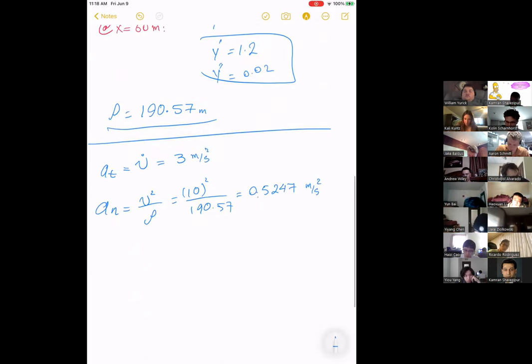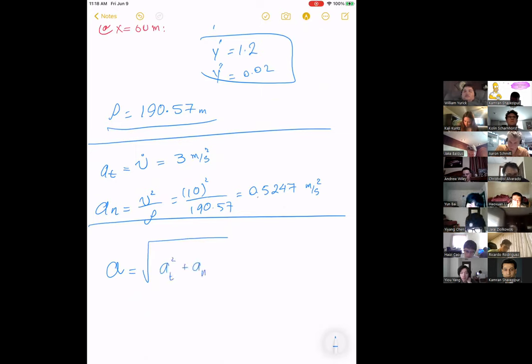Now, if you want to find the magnitude of A, the overall acceleration, how can I find it? Square root of the two numbers squared. Exactly. AT squared plus AN squared, square root. And if you do that, you are going to get 3.05 meters per square second.